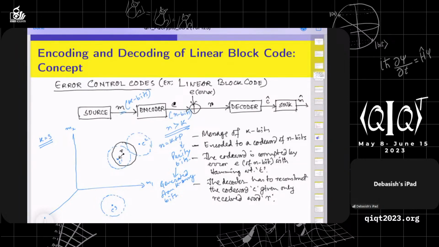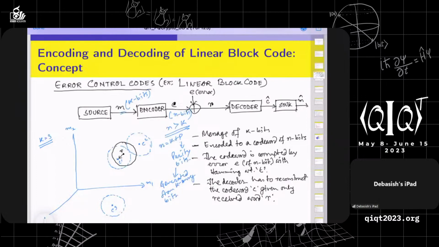So the idea is that if I miss something out of my k message bits, as I have generated my parity bits from the message bits, I can recover some part of the data. It may not be fully, but at least some level of the data I can recover from the parity bits, because they are keeping information of the message bits.